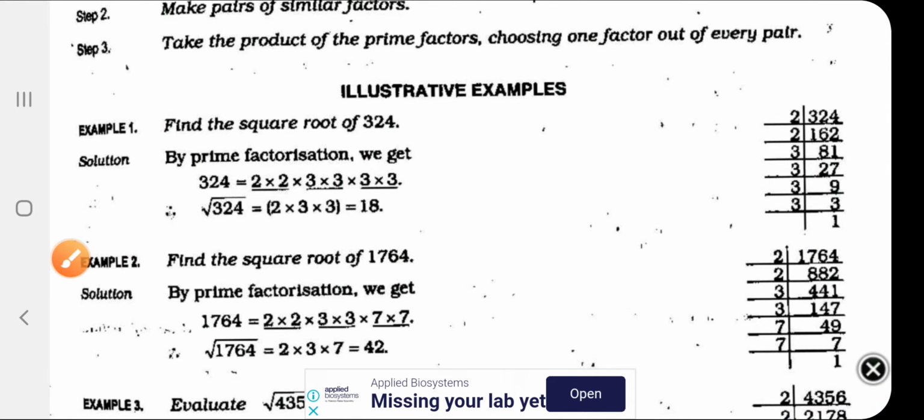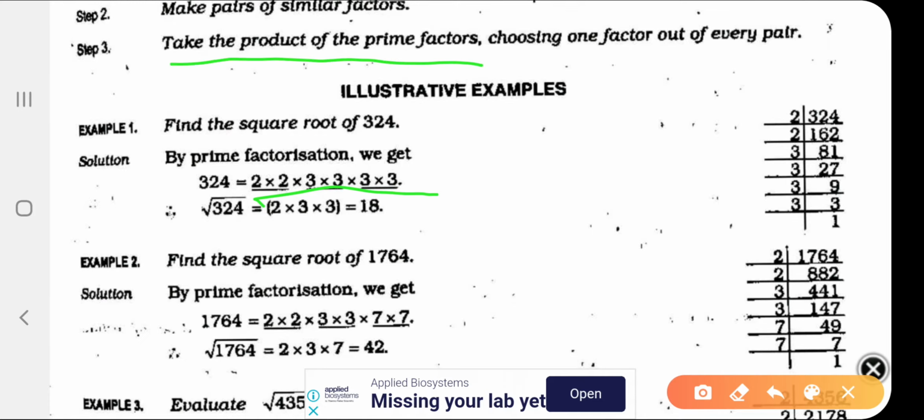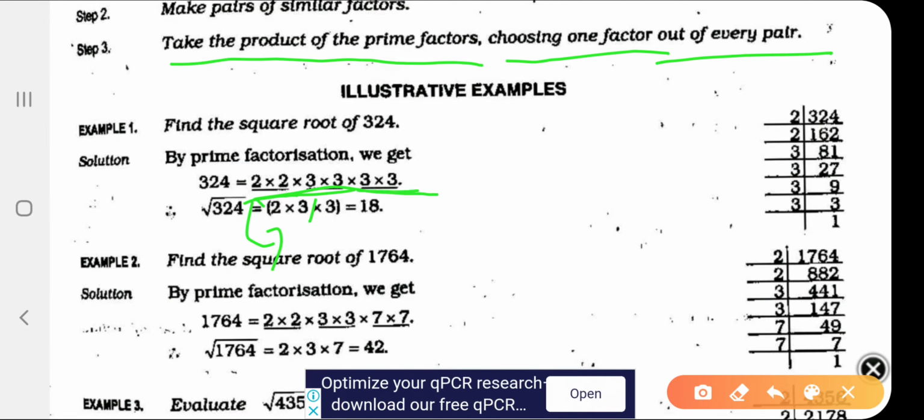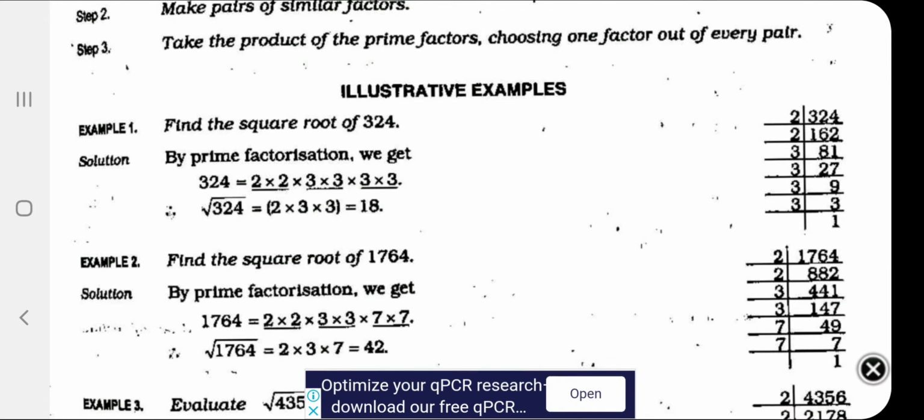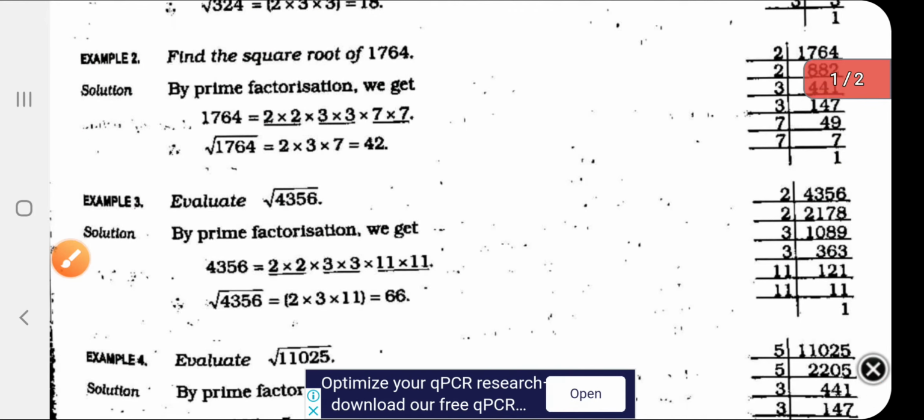Now by prime factorization we have gotten these prime numbers. You know that you have to take the product of prime factors, choosing one factor out of every pair. That means if there is a pair of 2, you have to take one 2 out of it. If there is a pair of 3, you take one 3 out. If there is a pair of 3 again, you take one 3 out. In this way you find the product of all these three, which is 18, and 18 is the square root of 324.